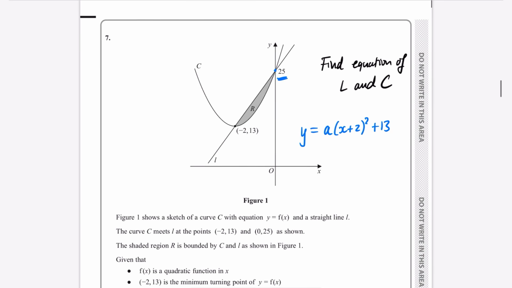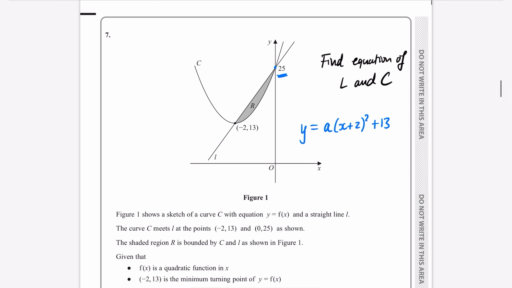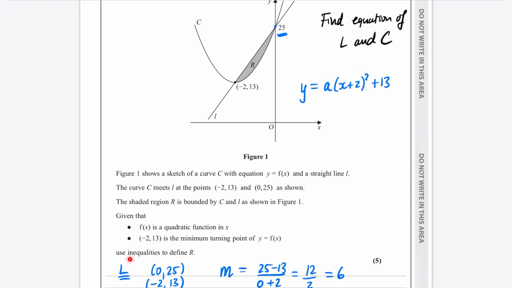So we've done the things we said to begin with, which was to find the equation of L and C, and now we're just going to try and define this region. And it says use inequalities. It doesn't say set notation. You could do set notation if you wanted to, but I just want to define this area.